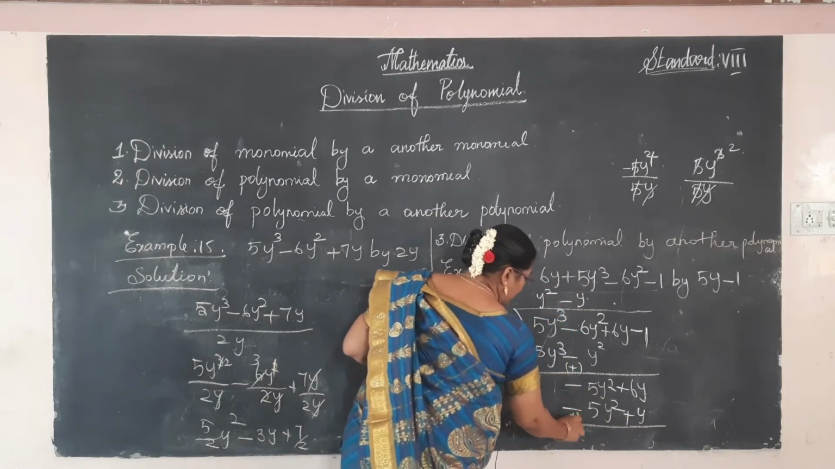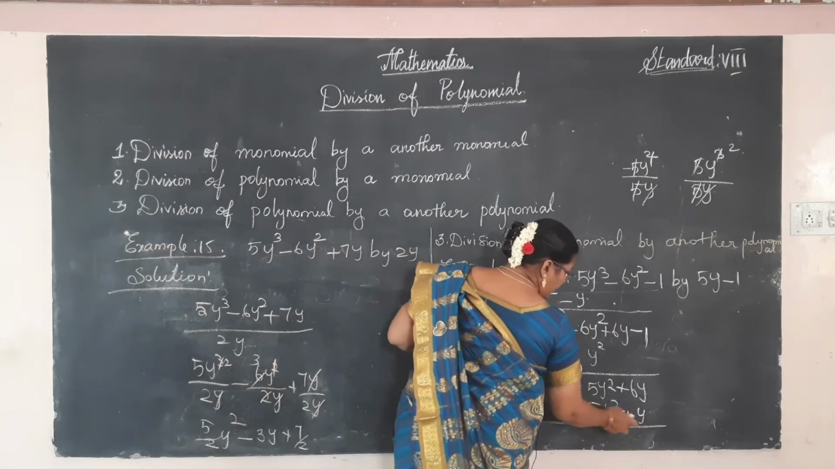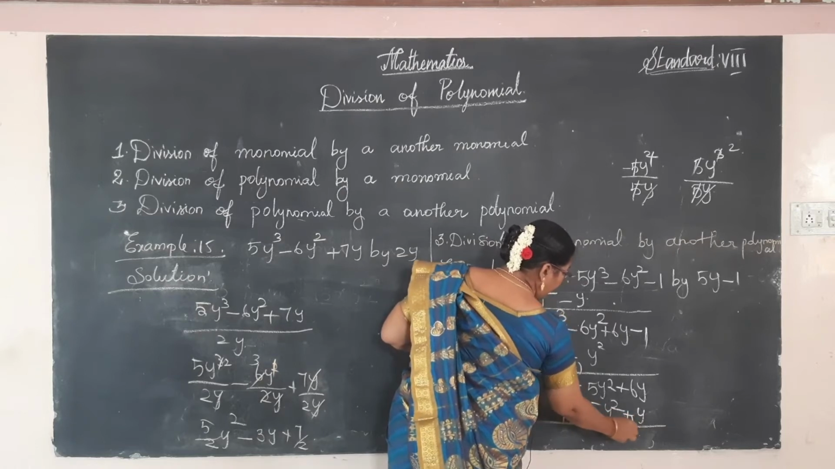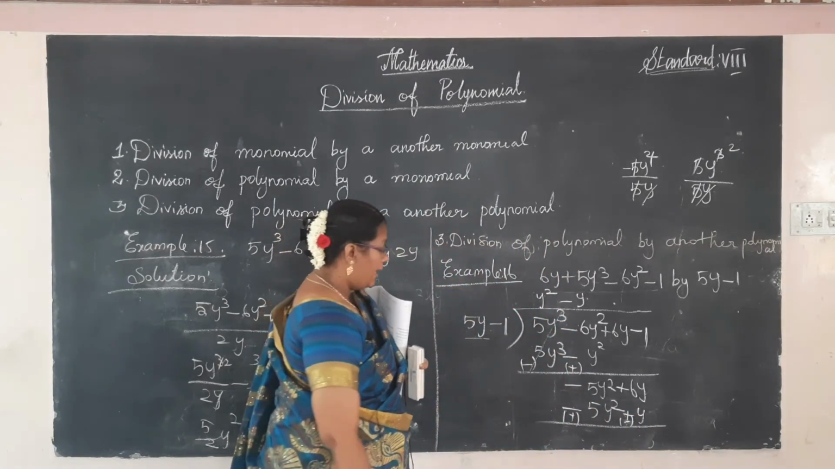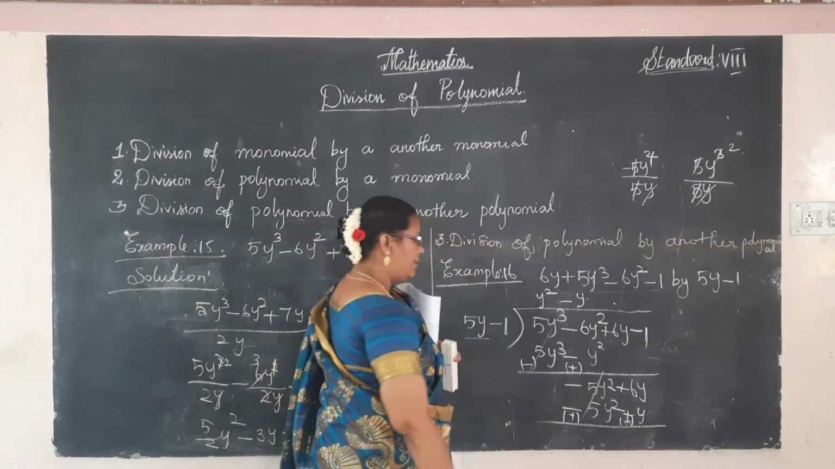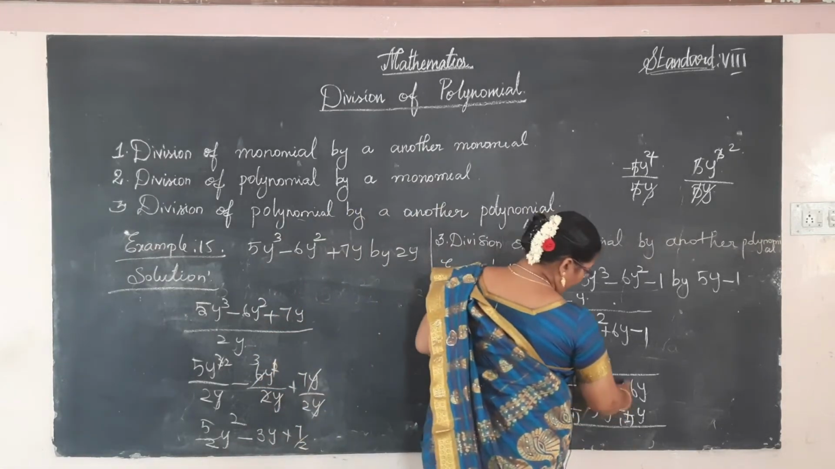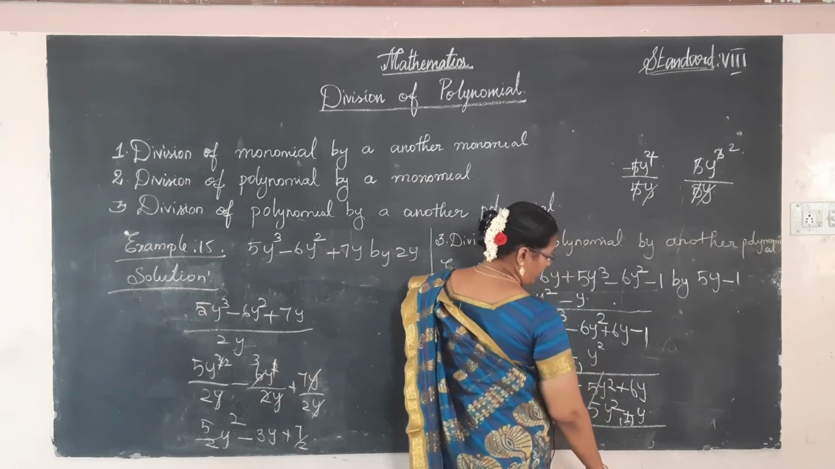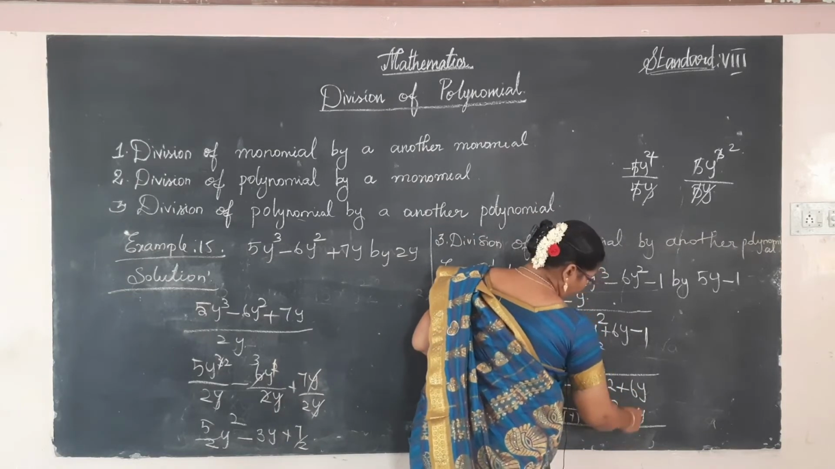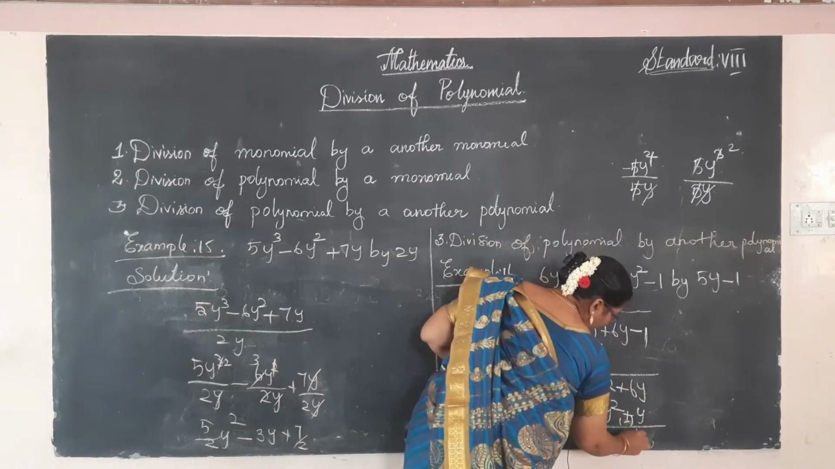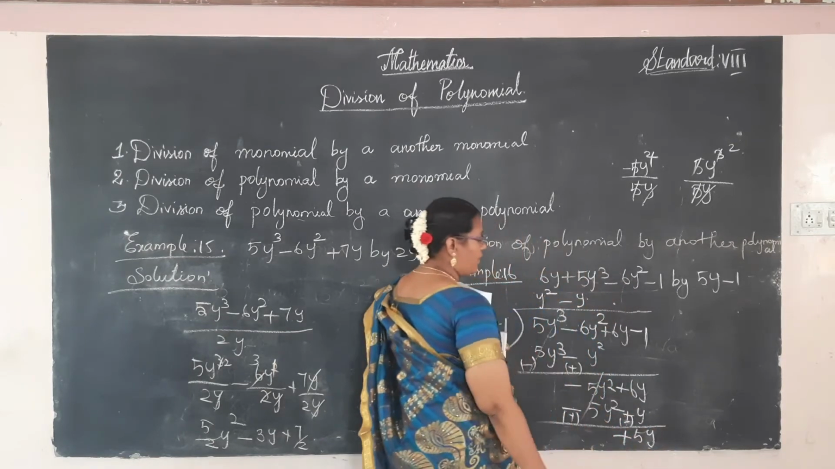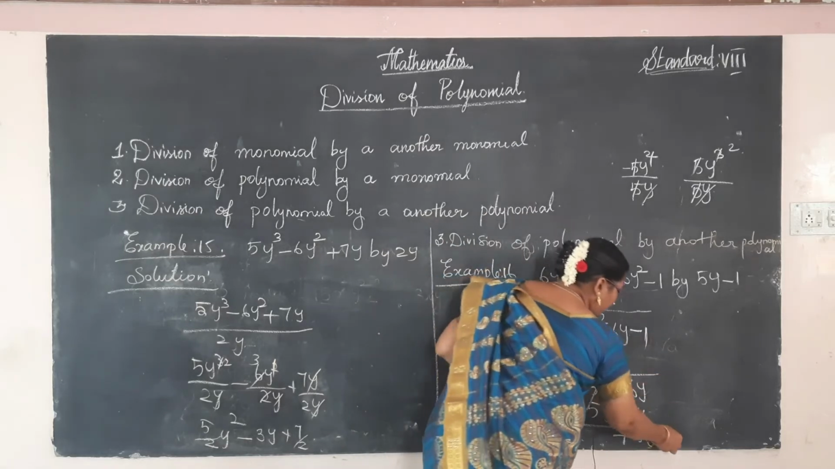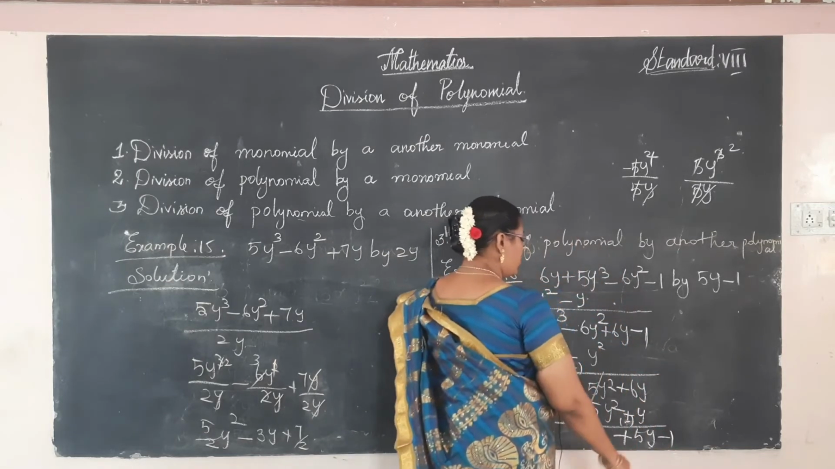So change the sign and write the additive inverse: negative changes to positive, positive changes to negative. This term will be cancelled. Now two different signs come, so subtract and put the sign of the greater number. We get 5y, and the greater number's sign is positive, so plus 5y. Now bring down the next term, minus 1.